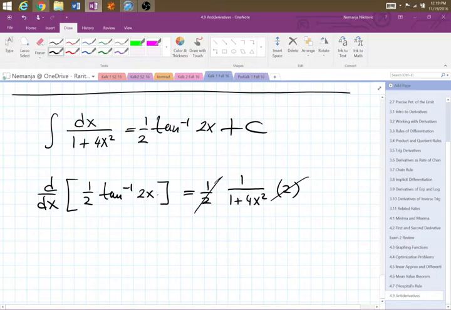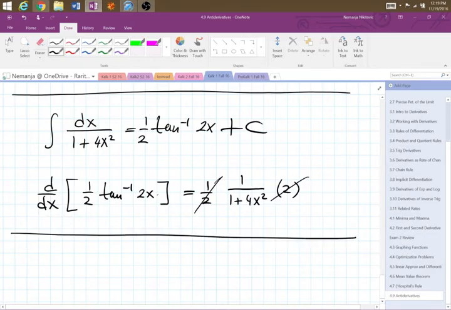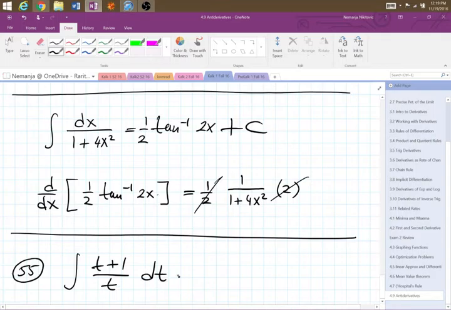You see that we need it, right? When I took the derivative, it worked out. And now a tricky question. Let's see. Well, tricky question. I don't know. The integral of (t plus 1) over t dt. We can use any variables.